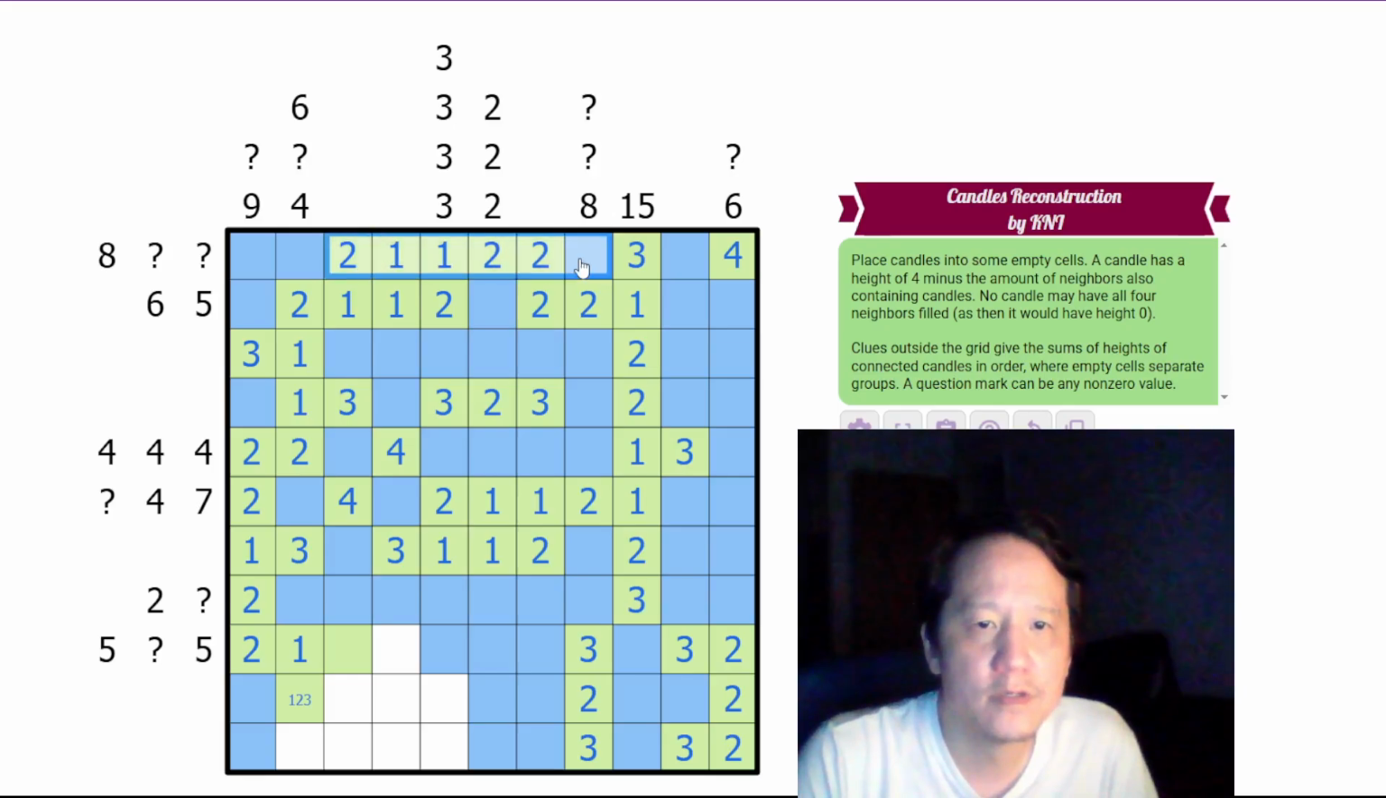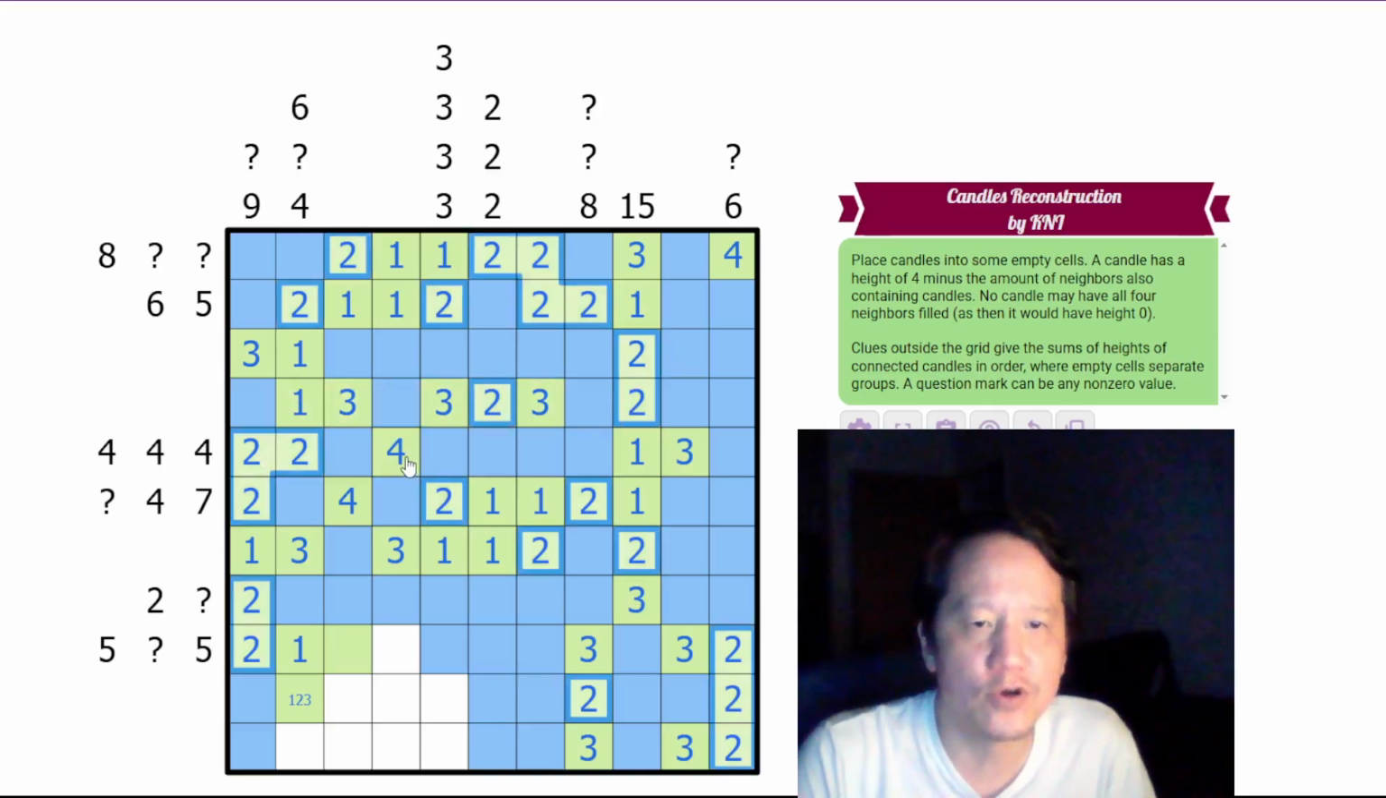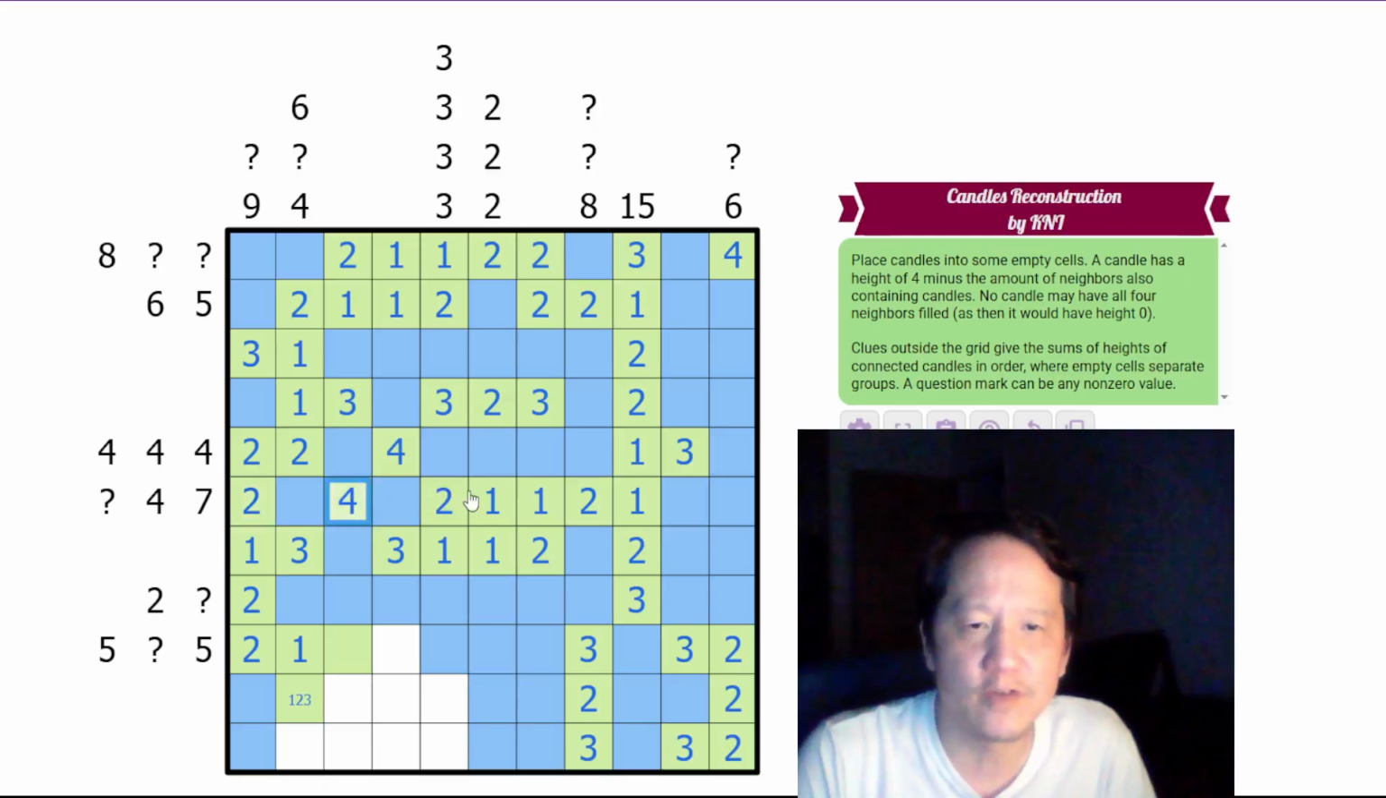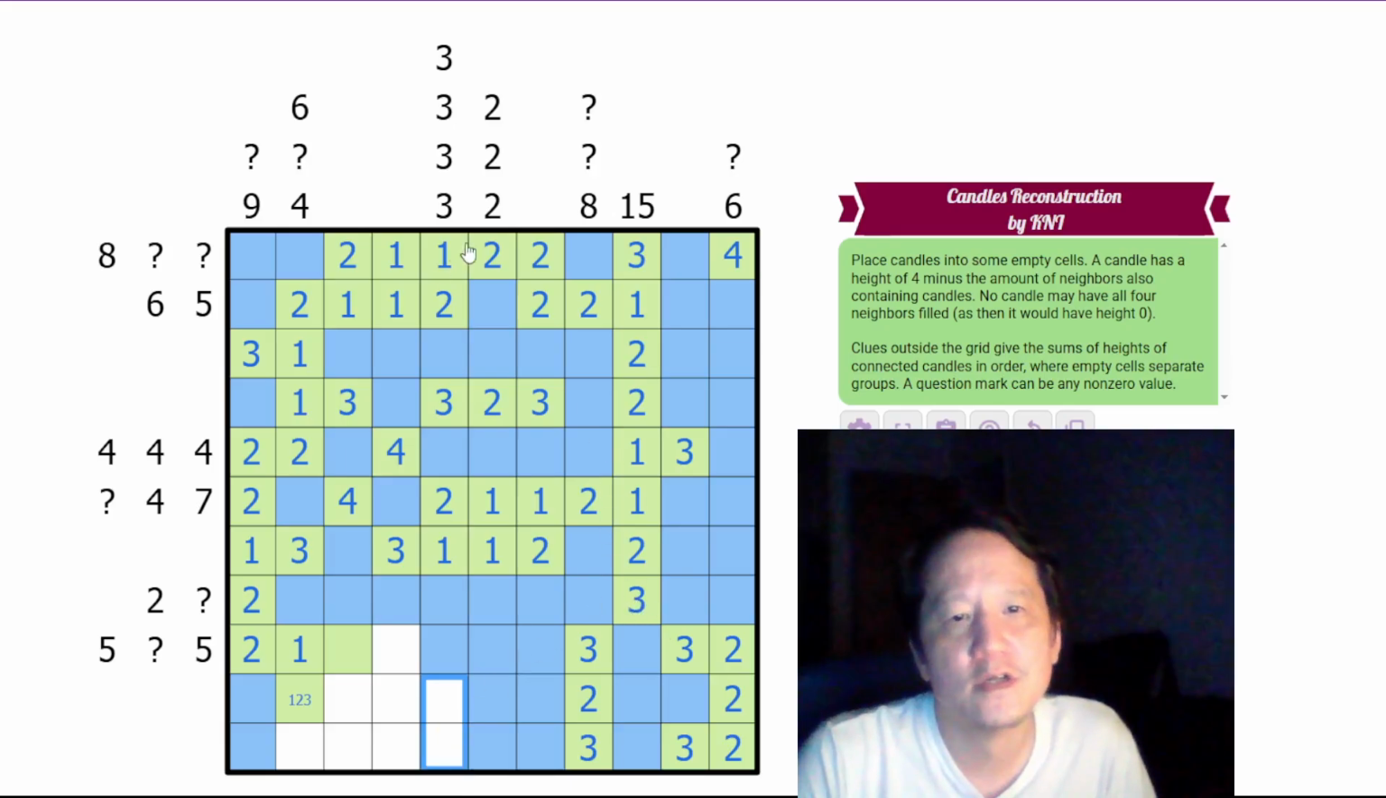8, 8, question mark, 6 and 5. We don't have any requirements here. We have 4, 4, and 4. Question mark for 7. No requirements here. 2 and question mark. This we're still working on. 5, question mark, 5. Question mark 9. We have 6 question mark, and we're trying to get the 4. No requirements, no requirements. 3, 3, 3, and we don't have this yet. We have 2, 2, and 2. No requirements, question mark, 8.